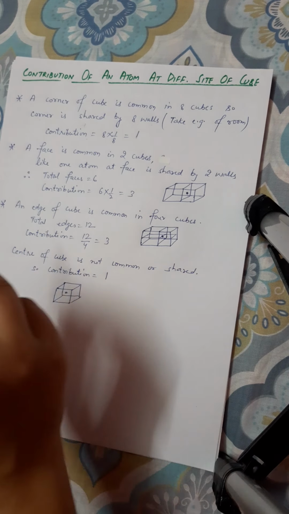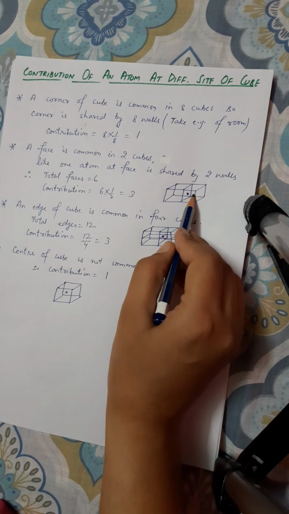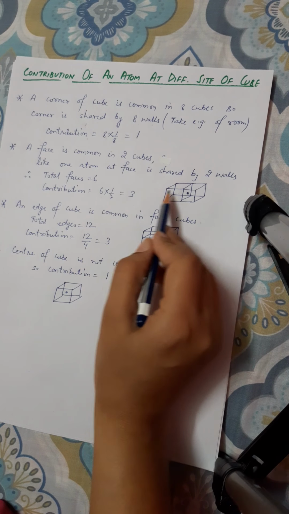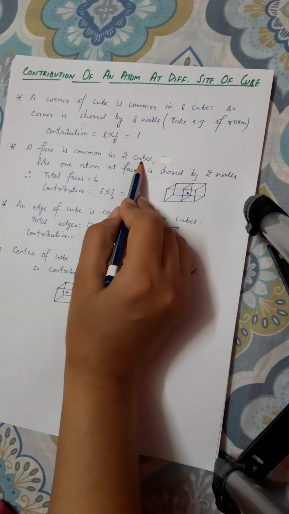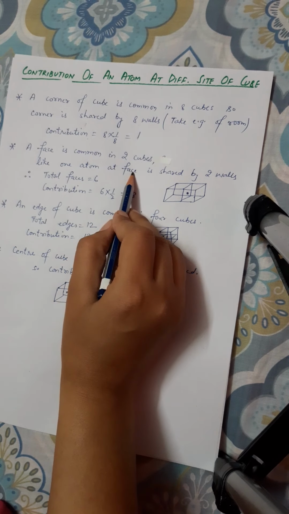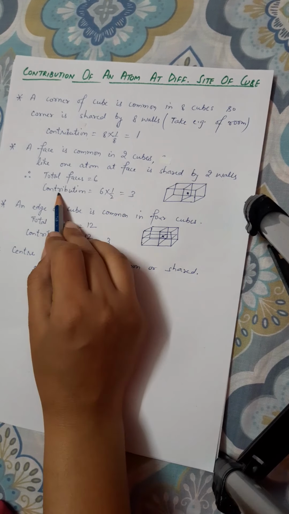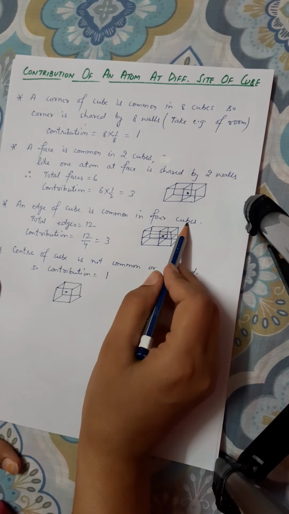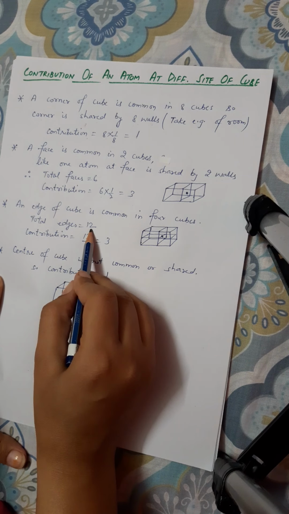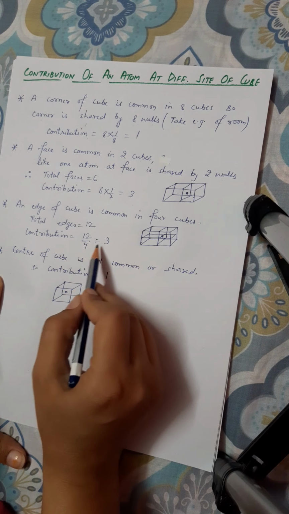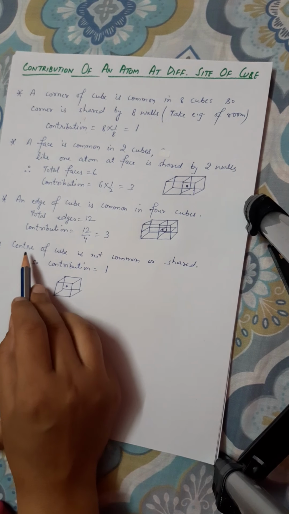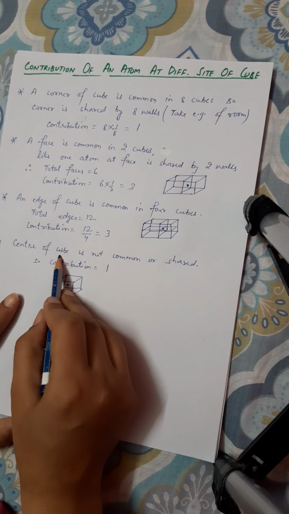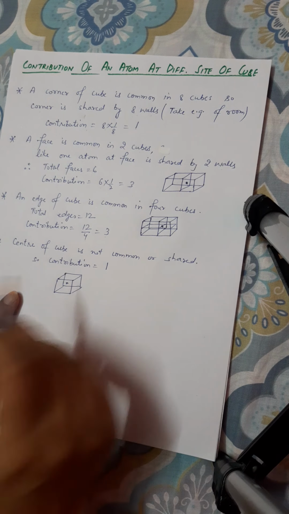If we take a face center, it will be shared by only 2 cubes. How many faces? 6. 6 into 1 by 2, 3. So a face is common to 2 cubes, and an atom at a face is shared by 2 cubes. So contribution equal to 3. Then an edge of a cube is common to 4 cubes. Total edges we have 12. Contribution 12 by 4 equal to 3. Then the center of the cube is not shared. The center belongs only to that cube. The contribution will be only 1.